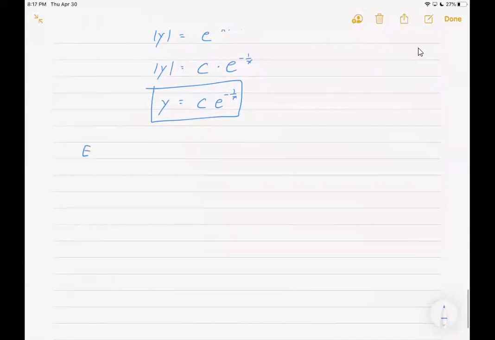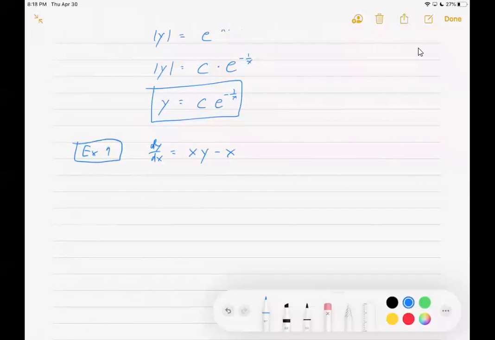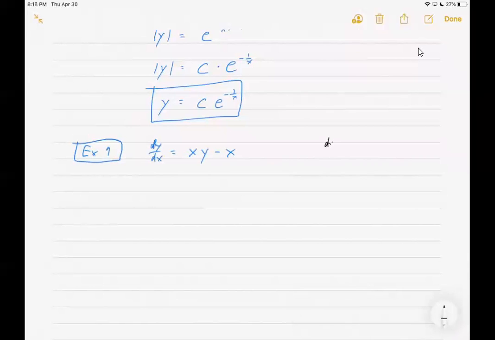Last example is dy dx is equal to xy minus x. A little bit better there. Okay, so this looks a little bit like the problem that we said we couldn't do because there's a function minus a function. Remember, we said if we're going to be able to do a problem, we need to be able to get it into one of these forms: dy dx equals f of x times g of y, or a quotient of those two factors, right?